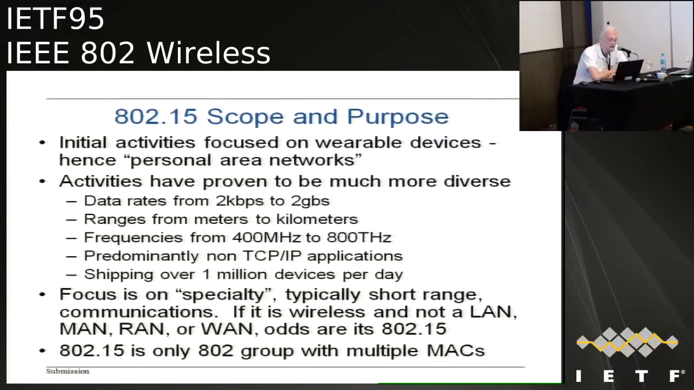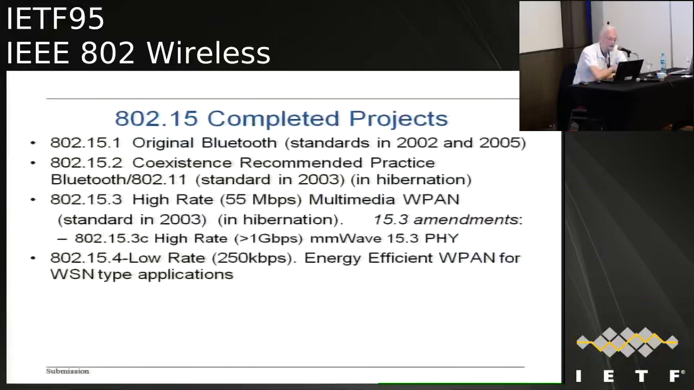802.15 is distinguished in a particular way in that it is the only 802 wireless group that has multiple MAC protocols, which has positives and negatives. So there's quite many projects that have been completed. I won't spend too much time on them, but I at least want to mention .1 was the original Bluetooth, and standards were done in 2002, 2005. Then there was a coexistence document that was done for coexistence related to 2.11.